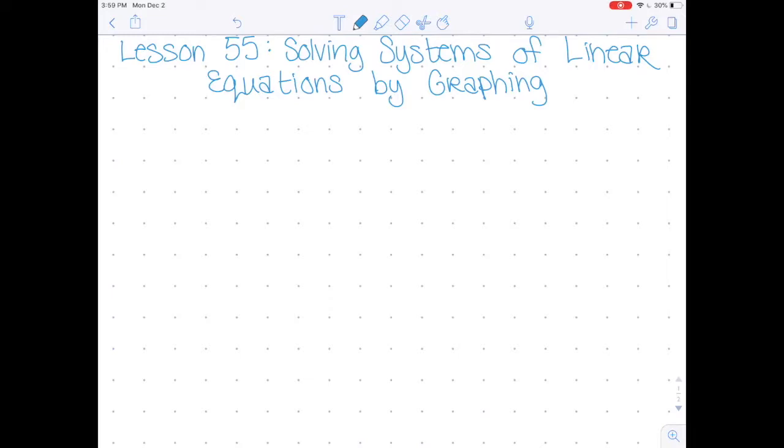All right, we are on lesson 55, solving systems of linear equations by graphing. So first, we probably need to know what a few things are. A system of linear equations. Okay, what this is is just two or more equations with two or more variables.